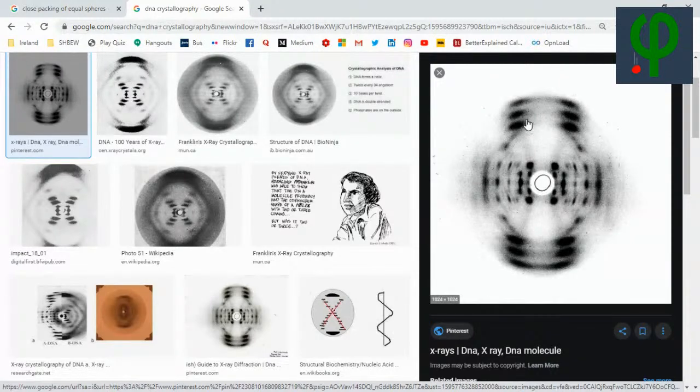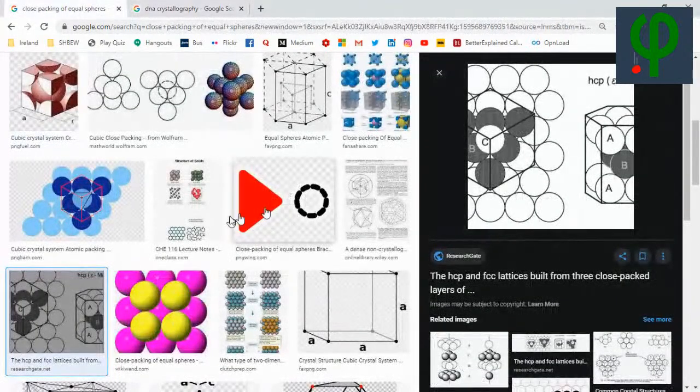So it's not always obvious. This doesn't say double helix unless you know that it says double helix because you've studied it. So different patterns will create different patterns.